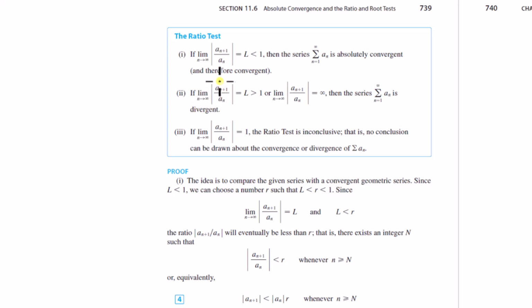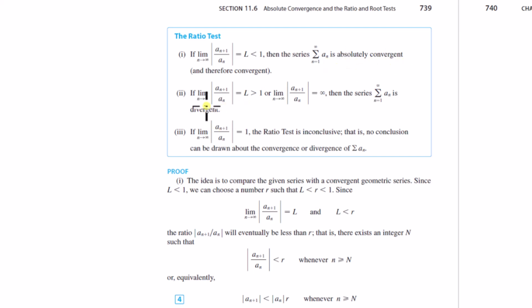Okay, if this, right, and so you see, it's telling us that it's absolutely convergent. That's what the ratio test is telling us. It's telling us that our series in question is absolutely convergent, which means it's convergent. So it's associated with this absolute convergence.